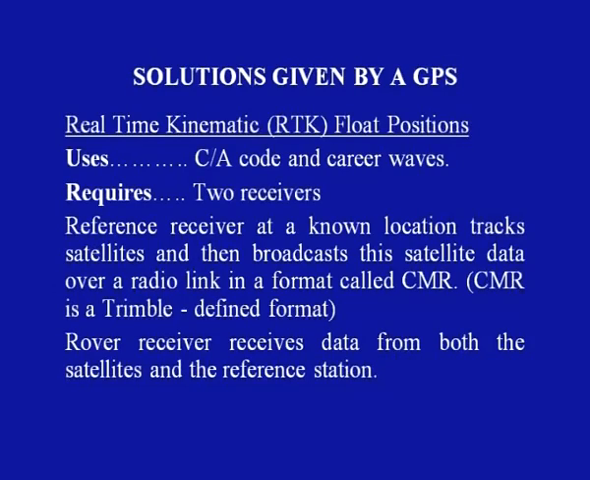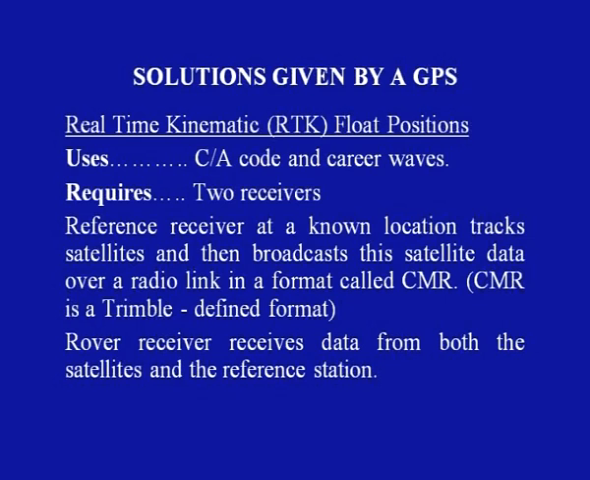Next is real-time kinematic RTK float positions. Well, this solution requires CA code along with carrier waves. It requires 2 receivers. The reference receiver at a known location tracks the satellites and then broadcasts this satellite data over a radio link in a format called CMR. CMR is a Trimble defined format.